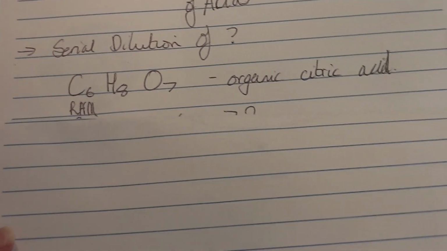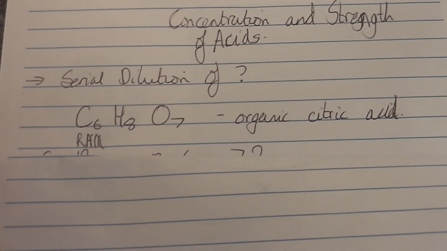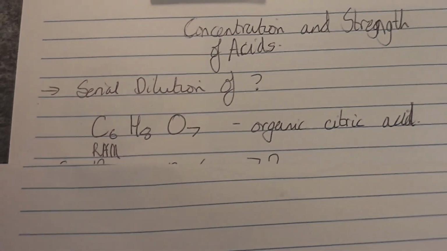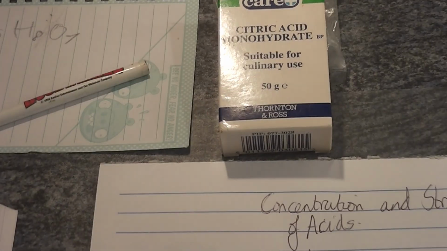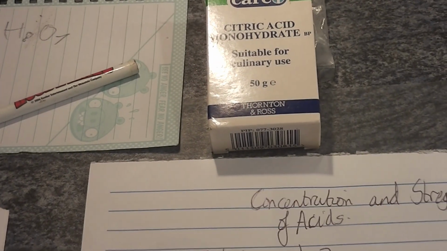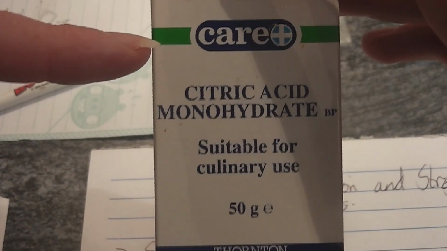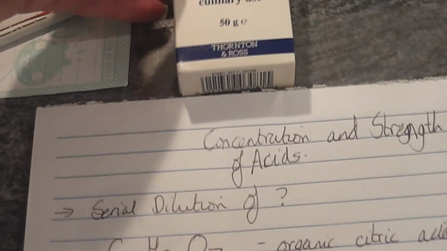Now that's because it's an organic acid, that it's got such a big molecule, because organic acids tend to be big molecules, okay? Which means that it's heavy, which means that we need quite a lot of it. And if I just show you the packet, we got 50 grams of citric acid when I bought that packet many years ago. It's from a chemist. That's why it says Care Plus on it, in that chemist sort of way.